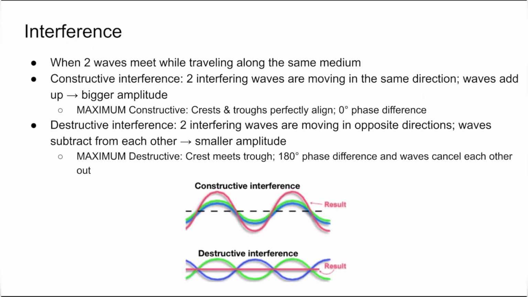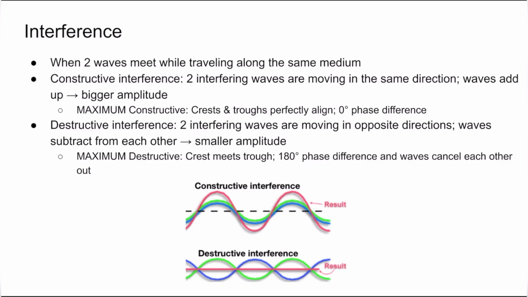Now, moving on to interference. This is basically when two waves meet while traveling along the same medium. Constructive interference is when the waves are moving in the same direction, so they add up and get bigger. Maximum constructive interference is when the crests and troughs line up perfectly and there is a 0-degree difference between both waves, so the waves basically add up and it looks like it doubles in size.